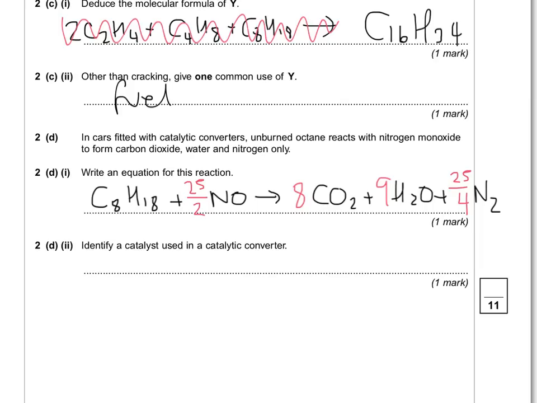Then identify a catalyst used in a catalytic converter. So platinum is your easiest one there, but you can also have rhodium, palladium, I think.